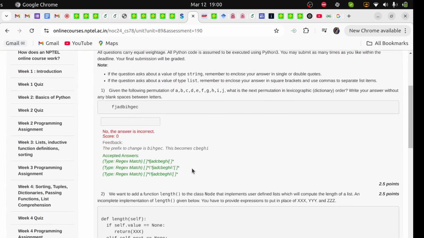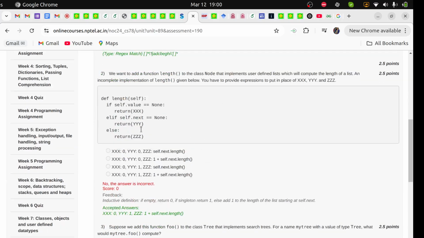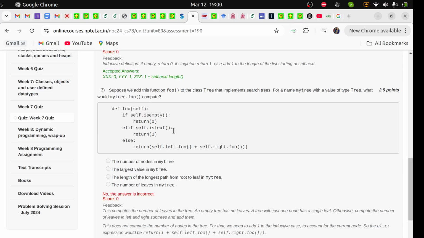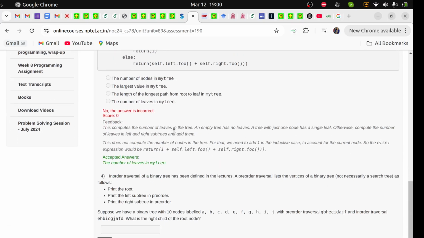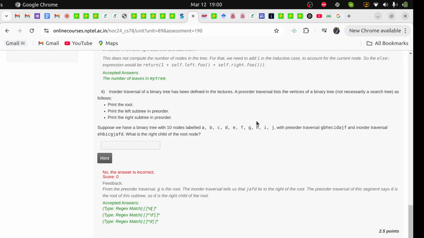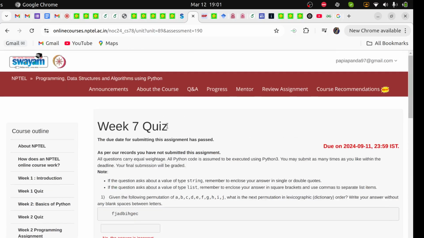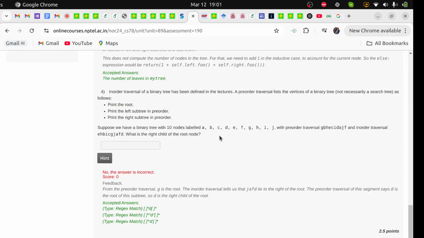Yes. So here you can see the lexicographic ordering. Then there is the XYZ programming, and what will be the answer of this foo my tree? Then there is pre-order and post-order, pre-order and in-order traversal. I think exactly the same question is there this year as well. That 10 nodes level A B C D E F G H I.